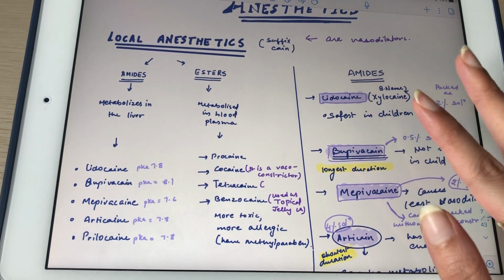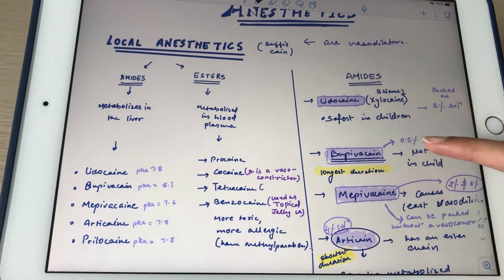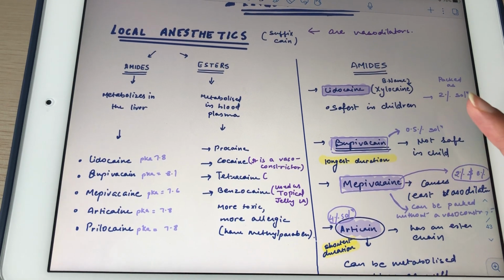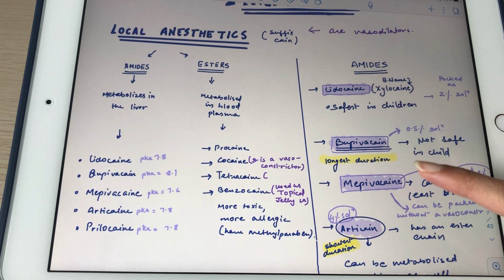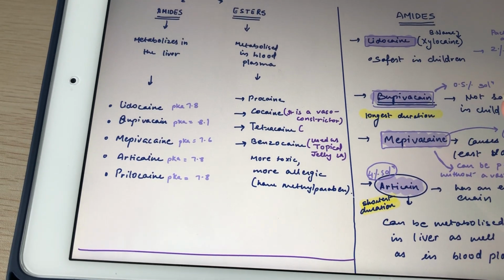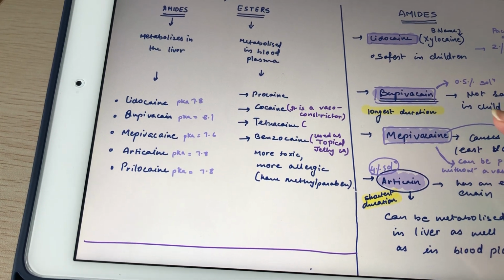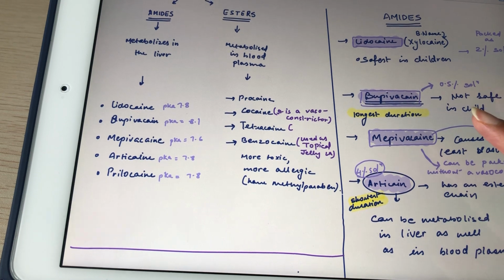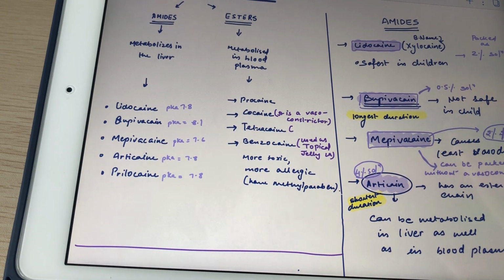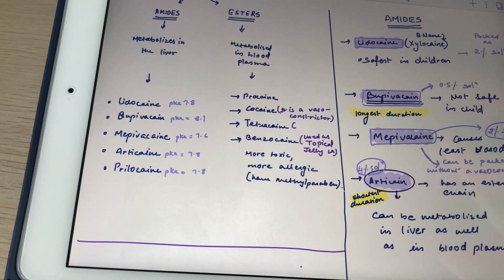Now, here come the two categories of local anesthetics. These are amides and esters. The amides are metabolized in the liver, and the esters are metabolized in the plasma. Amides are lidocaine, bupivacaine, articaine, prilocaine, and those metabolized in plasma, that is esters, are procaine, cocaine, tetracaine, benzocaine.